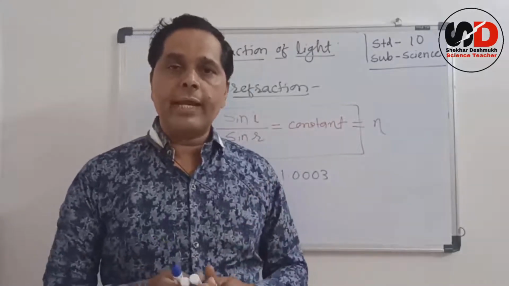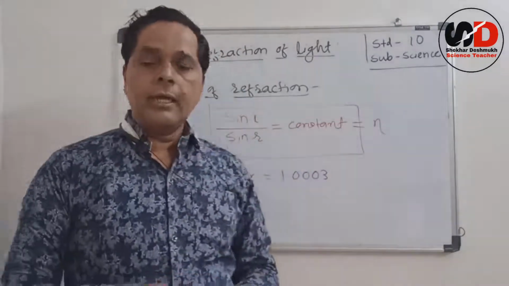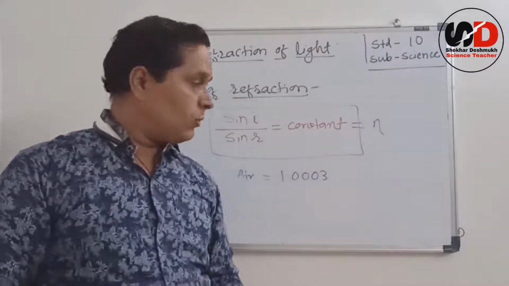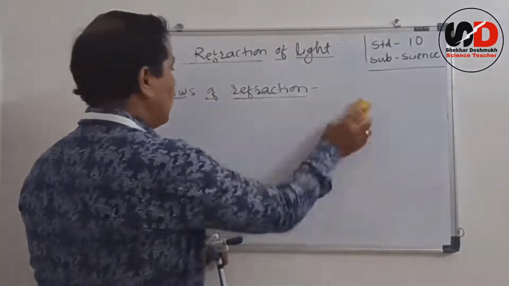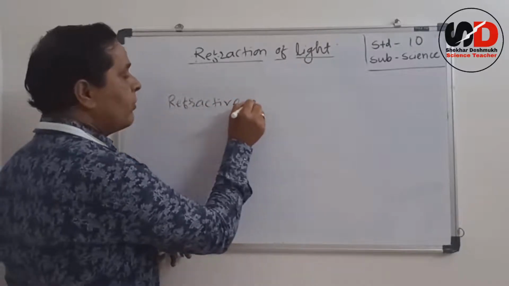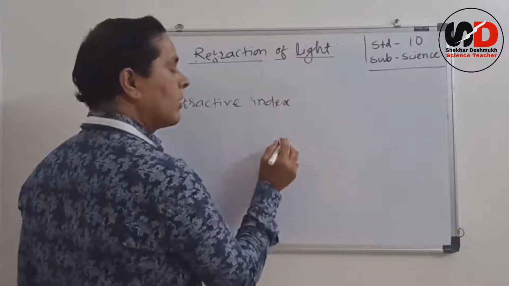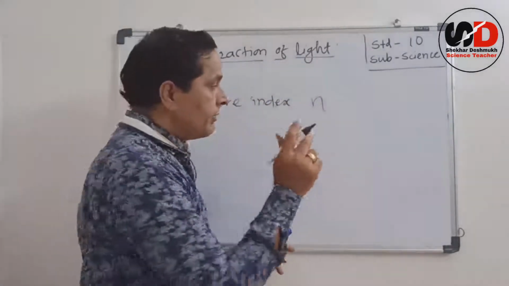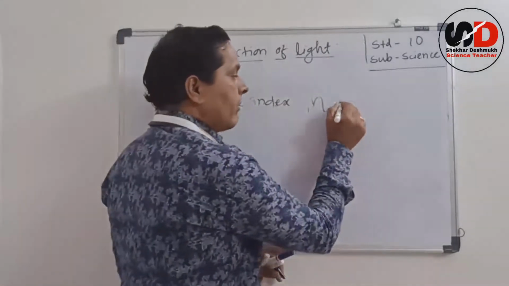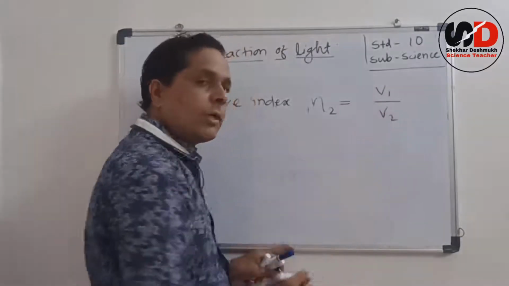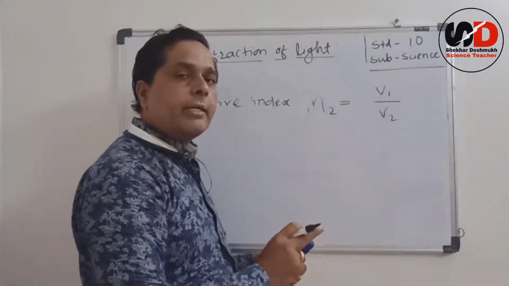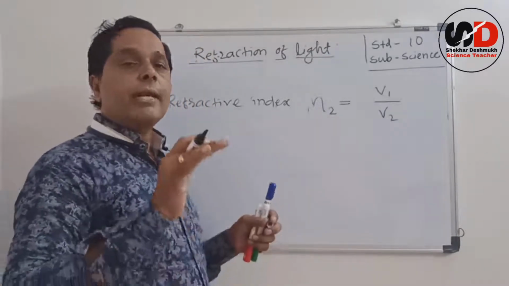We can calculate the refractive index by using sin i upon sin r is equal to constant. And there is one more formula to calculate the refractive index, with which we can calculate it with respect to vacuum also. The refractive index of the second medium with respect to the first is given by V1 upon V2. What are V1 and V2? V1 is the velocity of light in the first medium and V2 is the velocity of light in the second medium. The second medium means the one of which we are calculating the refractive index.